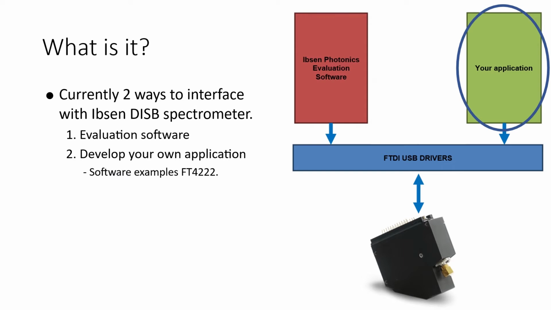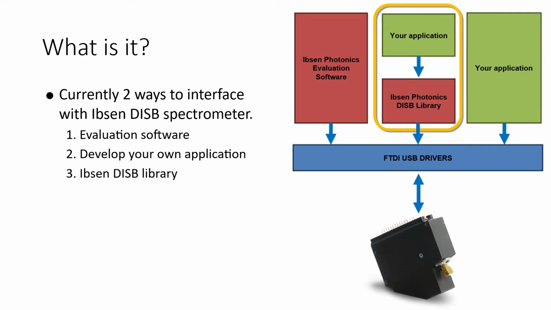The alternative to this is that you develop your own application, and you would usually develop those based upon the FTDI USB drivers via software examples that are already available on our website if you want a starting point. And these software examples are generally based on the FT4222 DLL files. What is now being introduced is the Ibsen Photonics DISB library, which acts as an intermediate between your application and the USB drivers. This is basically to make it easier to develop your own application.